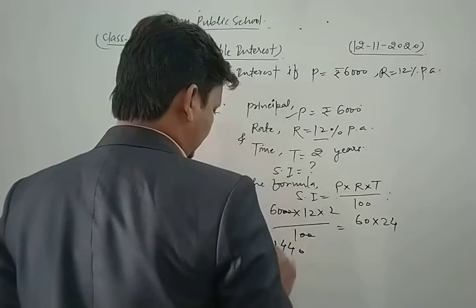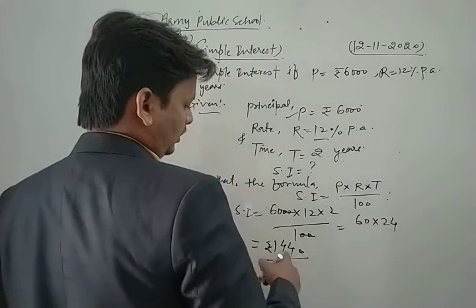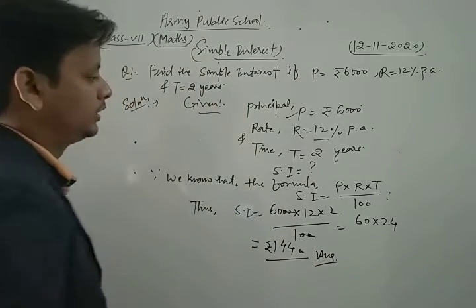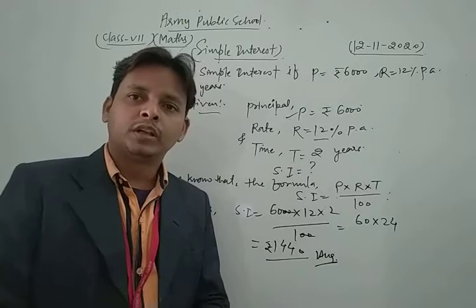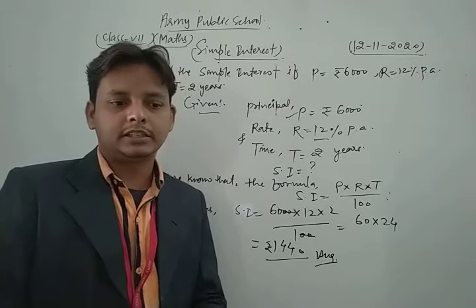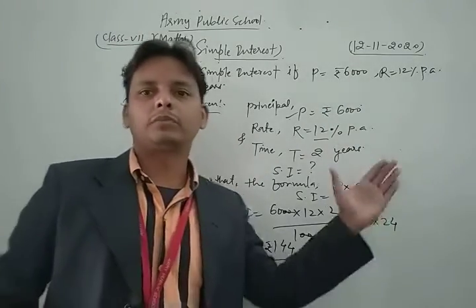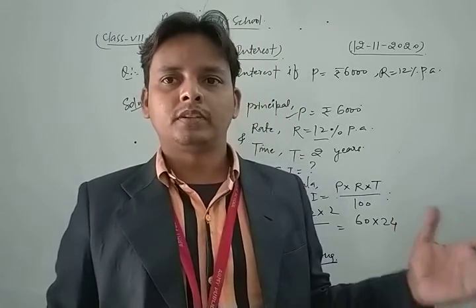So the simple interest is given 1440. This is our required solution of the given question. Thus, dear students, in this way you can solve each and every question of your NCERT exercise based on simple interest. So this is the process.